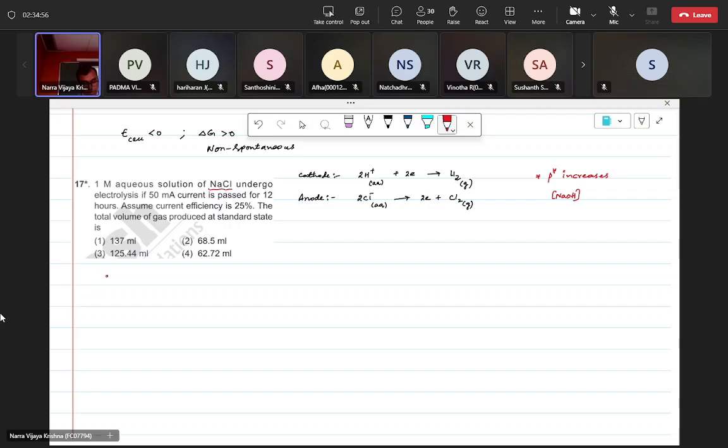What are the cations available? H3O plus and Na plus. Correct? What are the anions available? Cl minus and H2O. Don't write OH minus. Enthalpy of formation of OH minus is not 0. Enthalpy of formation of H plus is 0. We discussed it, right? Now, at cathode, this is gone. At anode, this is gone. So what is left? Na plus and H2O, which is forming NaOH. Therefore, pH increases during electrolysis.